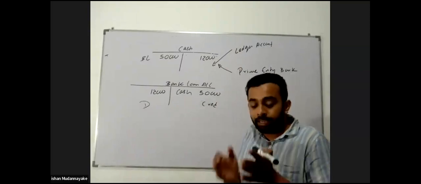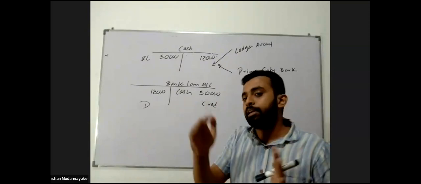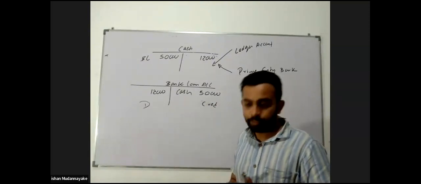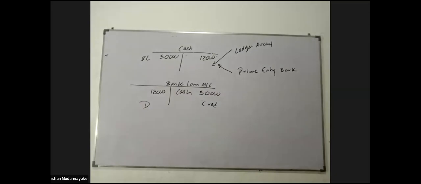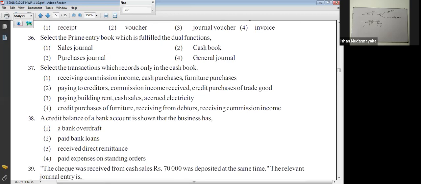In the petty cash book, we can identify two sides, debit side and credit side. Okay, right. Then the answer for this question is cash book. Cash book is the answer. Okay. For question number 36, cash book is the answer.